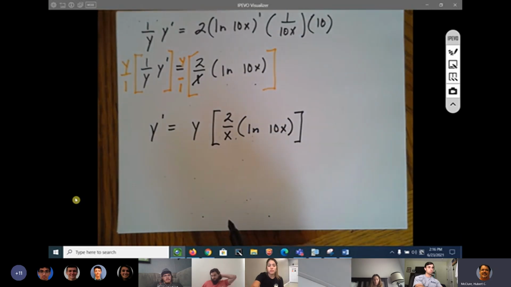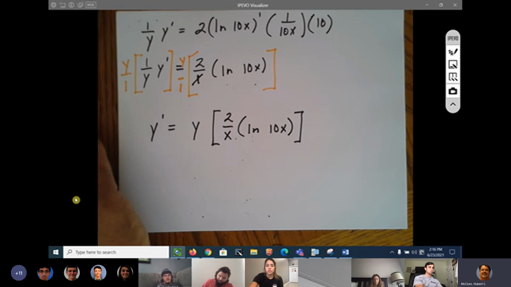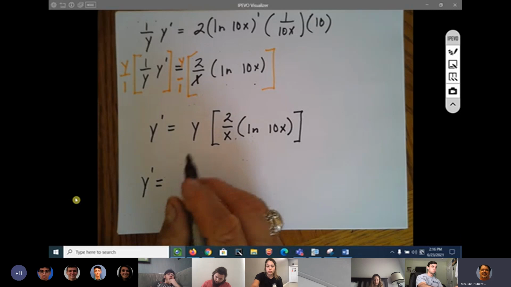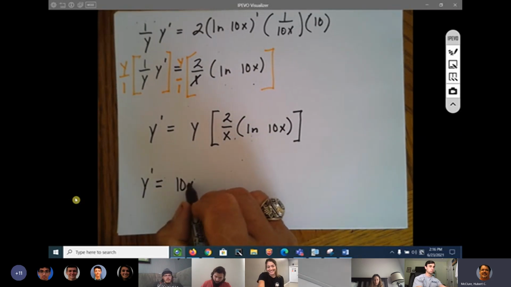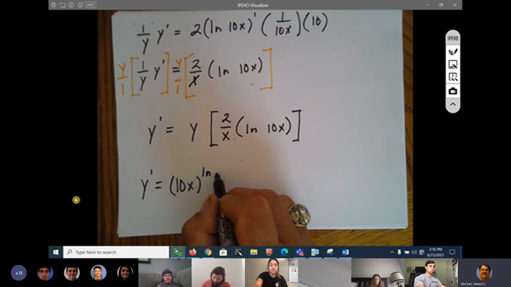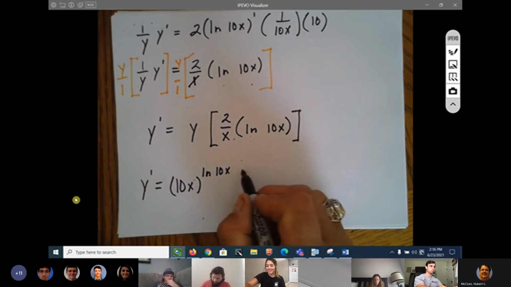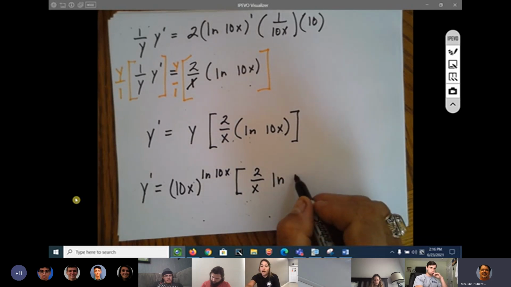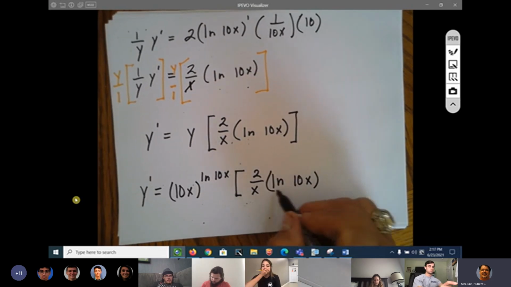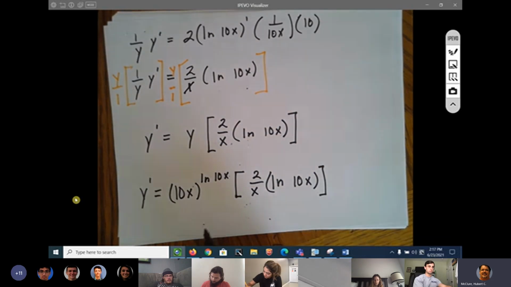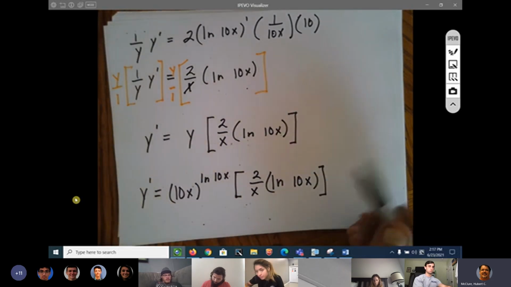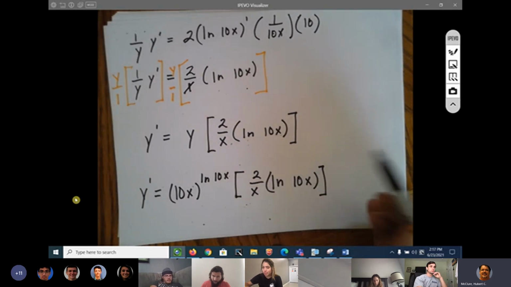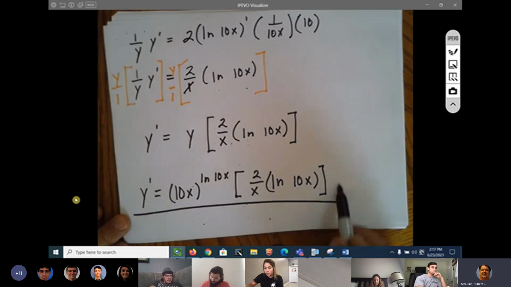And somebody tell me what y is from the beginning of the problem. That's all right, I'll do it. y is 10x to the natural log of 10x. Yes. Times 2 over x natural log of 10x. Now, you could actually take that to the 2 over x power. You could rewrite it, but that's good enough for me.